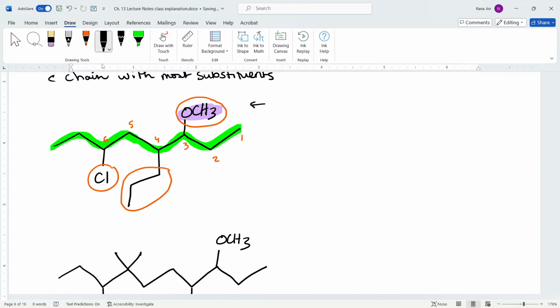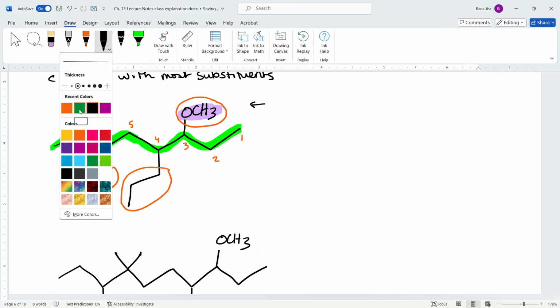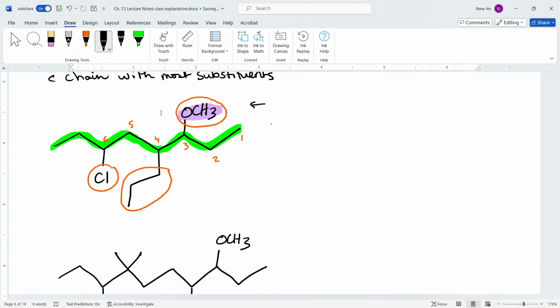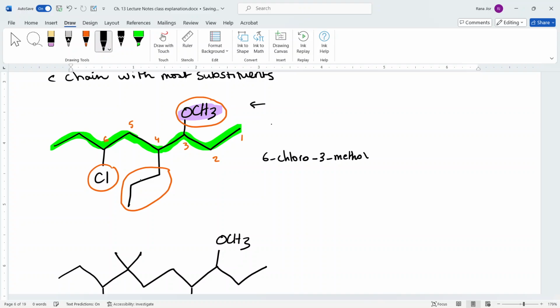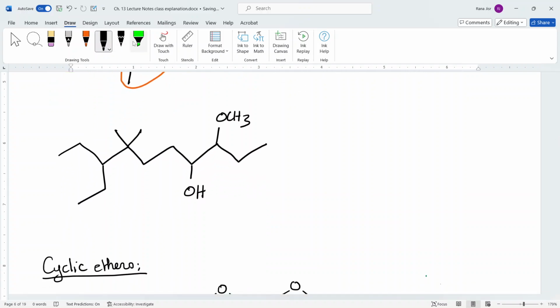And the name here is going to be, let's put it down. It's going to be on carbon number 6, I do have a chloro. And arranged in alphabetical order, methoxy comes before propyl. So on carbon number 3, I have a methoxy, and then on carbon number 4, I do have a propyl. And then my ending, this is 6, this is 7, and this is 8. It's an 8-carbon chain, so it's going to be octane. Do the same thing over here.